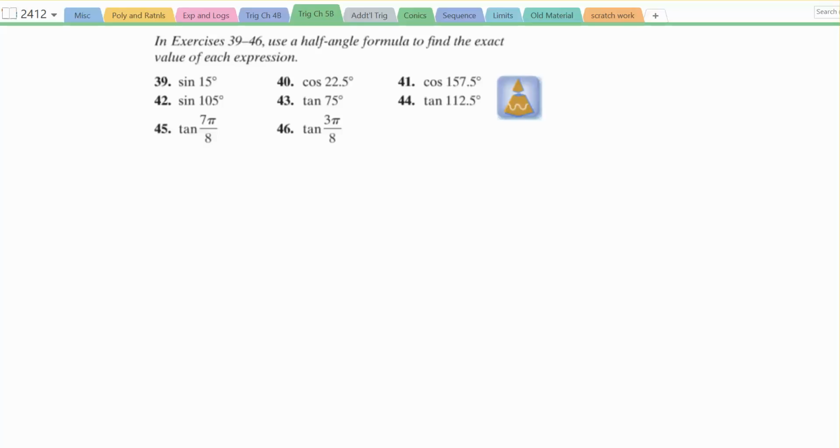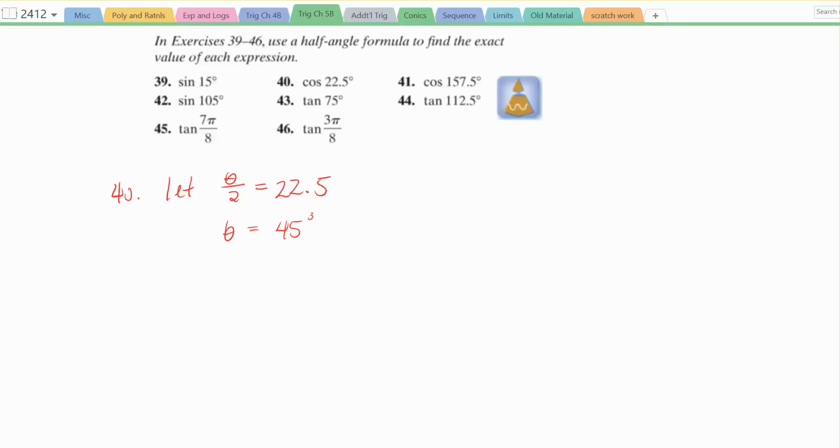So let's practice a few more of these half-angle formula problems. I'm looking at problem number 40 here, and I want to use the half-angle formula to find the exact value. For problem number 40, let's let the half-angle be equal to 22.5. If I solve for theta, theta has to then be 45 degrees. Now that's a value I know from the unit circle.